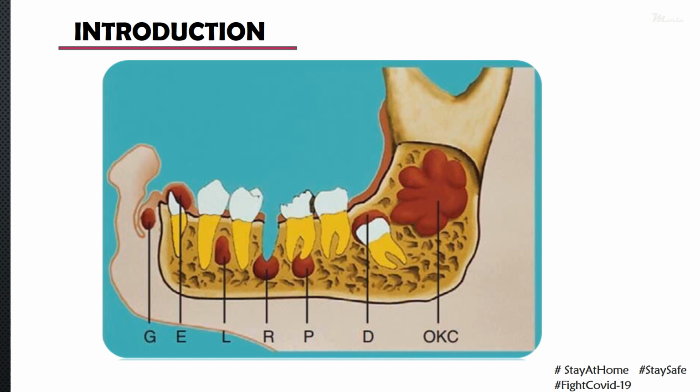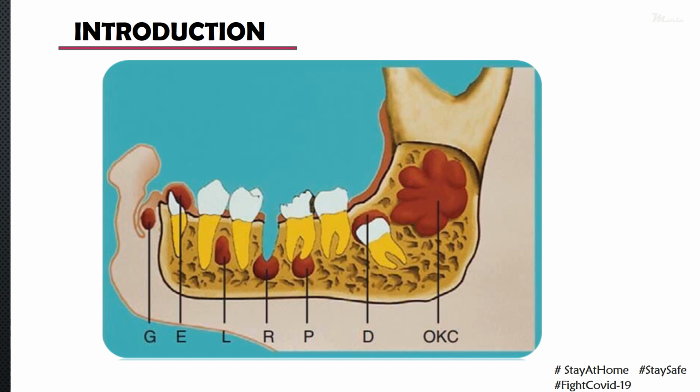So here is an illustration of the different types of cysts occurring within the jaws or outside the jaw. If you see here on the right, this is a cyst which is known as OKC. Here there is a cyst which is forming in relation to the crown of the tooth. Such cysts are known as the dentigerous cyst.